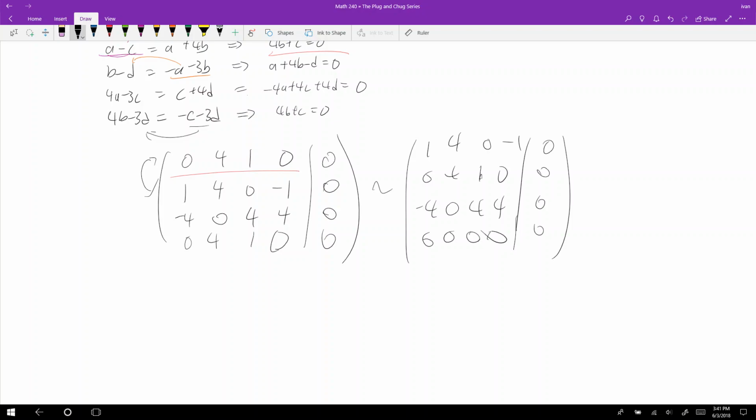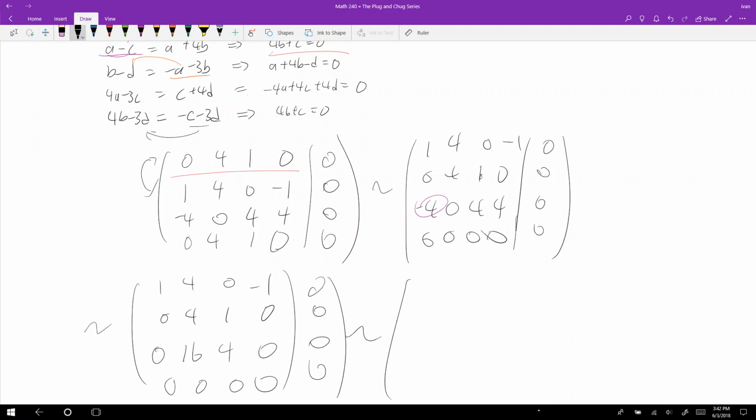And then, where do I go from here? Well, let's zero out this guy. So I get 1, 4, 1, 0. 1, 4, 0, negative 1. 0, 4, 1, 0. And then I get 0, 4, 0, 16, 4, 0. And that looks like I can zero out the third row now because it's just a multiple of the second row.